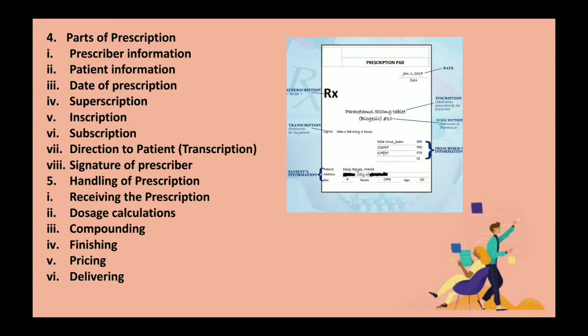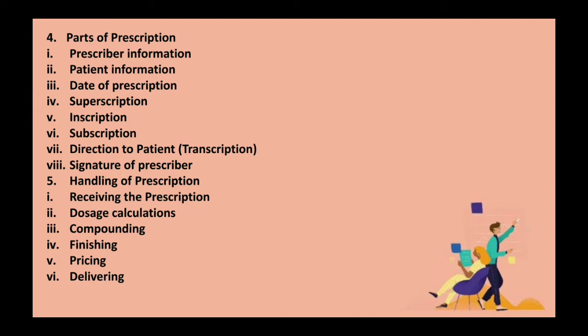So next is the transcription, that is direction to the patient. Transcription is the prescriber's directions to the patient, containing the instruction about the amount of drug, time and the frequency of doses to be taken. Then last is the signature of the prescriber. So prescription must be signed with the prescriber's own hand. Address and registration number should be written in case of the dangerous drug.